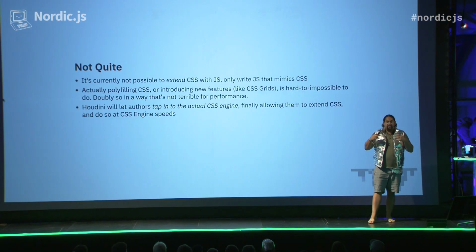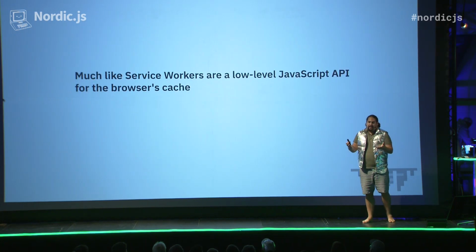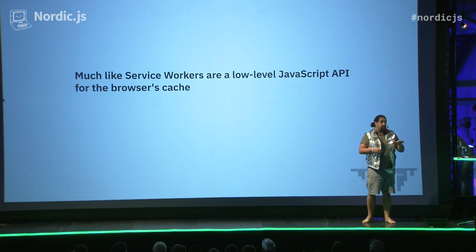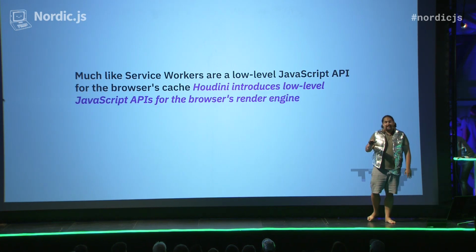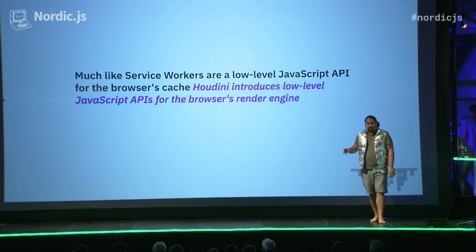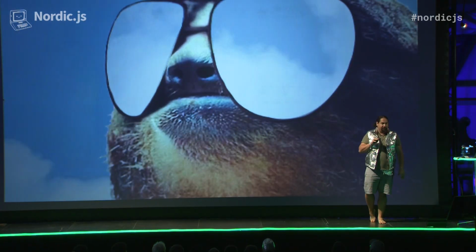Houdini will let authors actually tap into the CSS engine, finally allowing them to extend CSS at native CSS engine speeds. The way that I like to think about it is much like service workers are a low-level JavaScript API for the browser's cache, Houdini introduces low-level JavaScript APIs for the browser's render engines. And that's pretty cool.